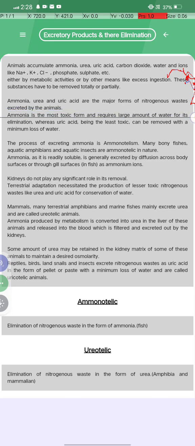Ammonia is the most toxic form and requires a large amount of water for its elimination, whereas uric acid, being least toxic, can be removed with a minimum loss of water. The process of excreting ammonia is ammonotelism, and many bony fishes, aquatic amphibians and aquatic insects are ammonotelic in nature. Ammonia is readily soluble and is generally excreted by diffusion across body surfaces or through gill surfaces in fish as ammonium ions.